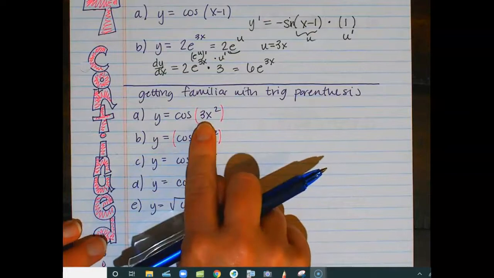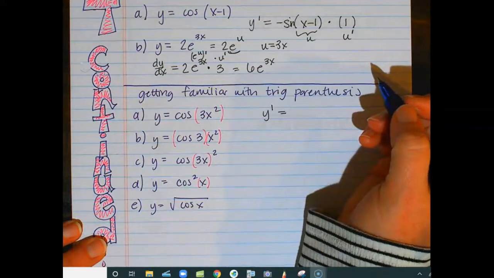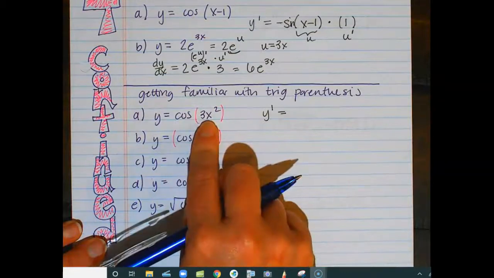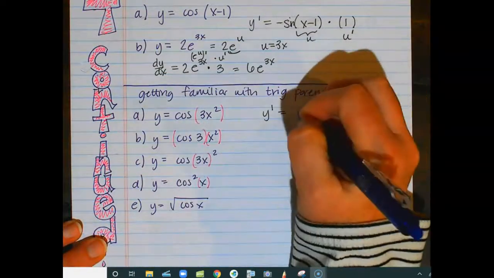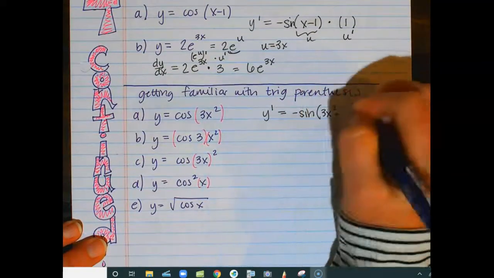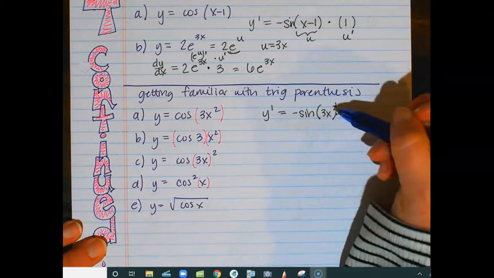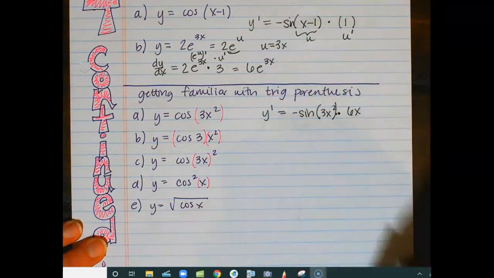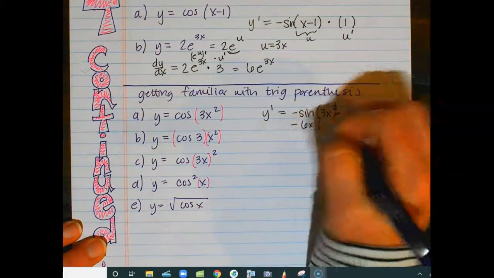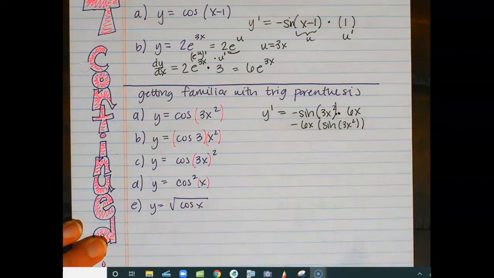So when I take the derivative of a, I'm going to have y prime equals, this is a composite function. The outside function's cosine, so I'm going to do that first. Keep the baby times derivative of the baby. So the derivative of cosine is negative sine. Keep the 3x squared times the derivative of 3x squared, which is 3 times 2, 6x to the first power. Better written as negative 6x sine of 3x squared. So that's the first one.